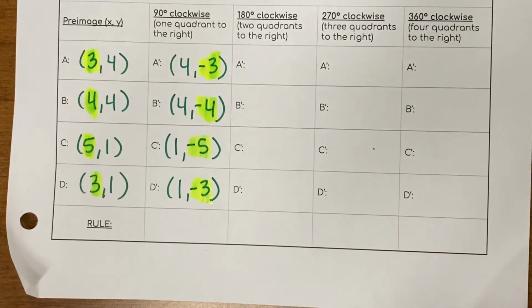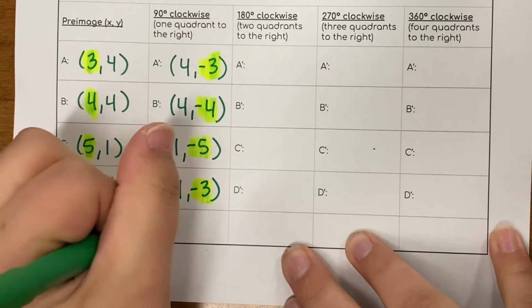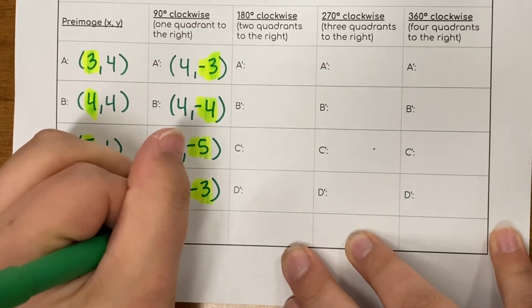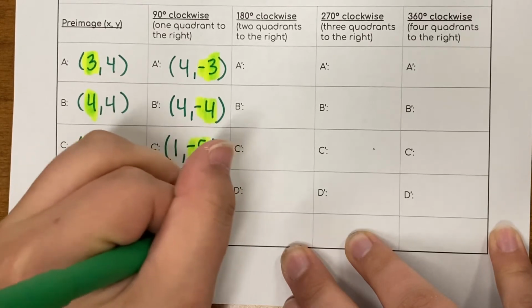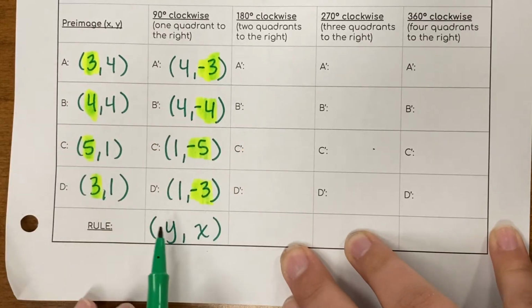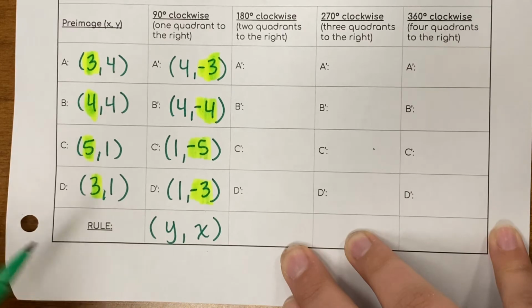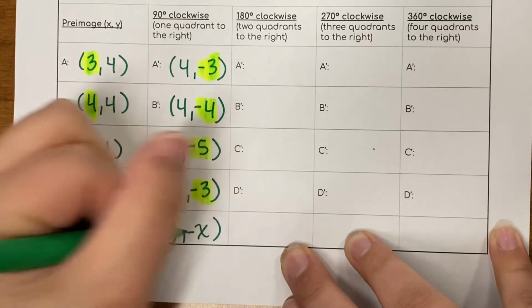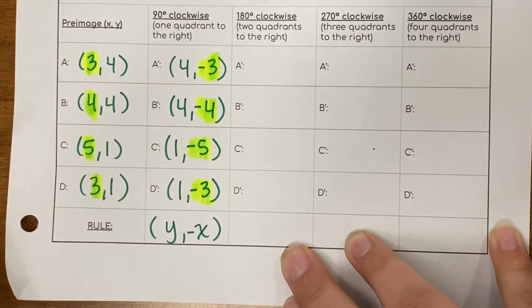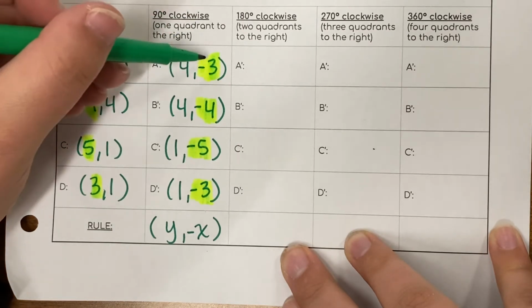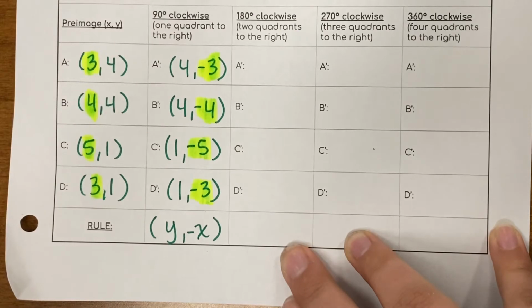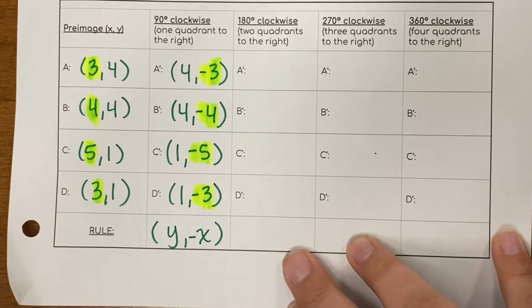Same thing here. So my rule for a 90 degree rotation clockwise would be my x and my y change places. So my y became my x, but my x values change sign. So my x and my y trade places, so the 3 and the 4 switched, but then my x value became negative. That is my rule for a 90-degree rotation.